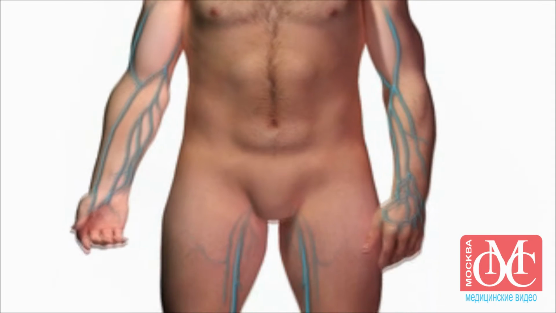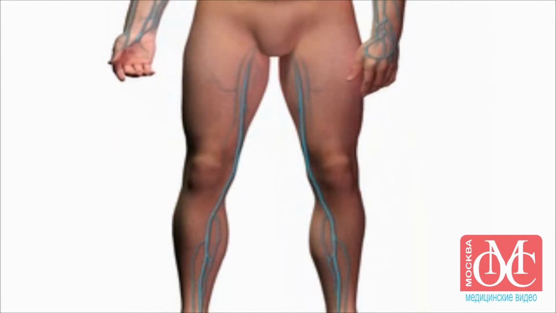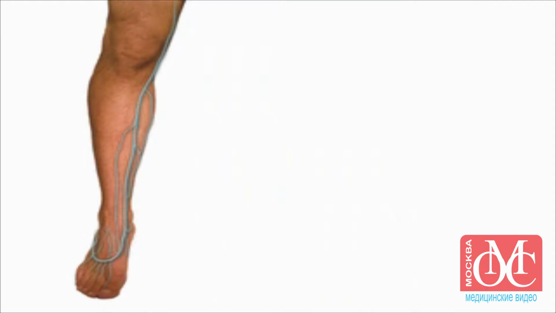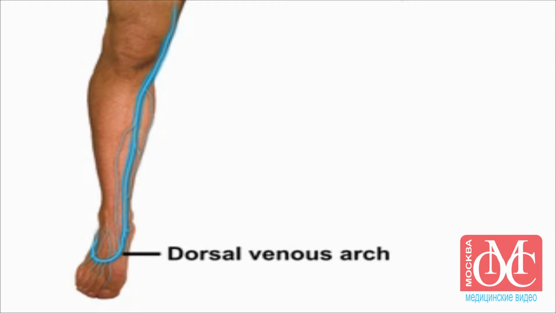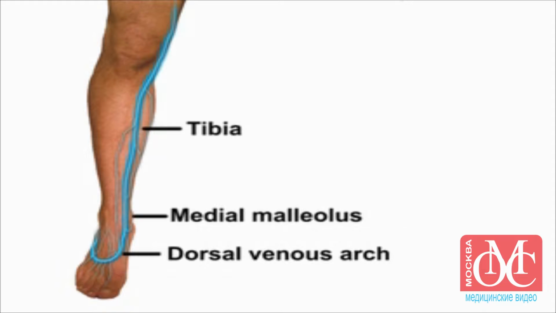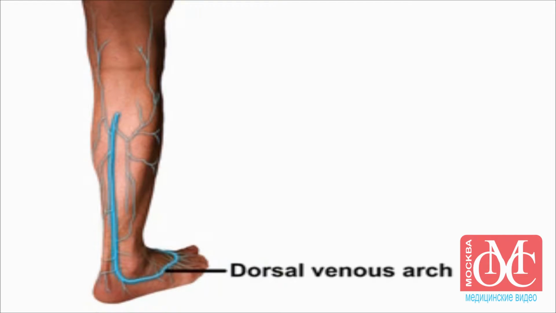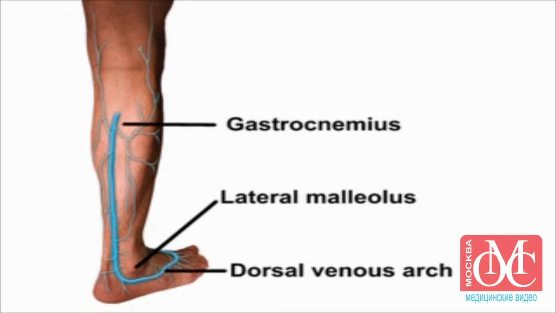The venous system of the lower extremities consists of the greater and lesser saphenous veins. The greater saphenous vein originates from the medial side of the dorsal venous arch of the foot, passes just in front of the medial malleolus, and follows the medial border of the tibia to the knee. The lesser saphenous vein originates at the lateral side of the dorsal venous arch, passes behind the lateral malleolus, and pierces the muscle fascia of the gastrocnemius muscle.